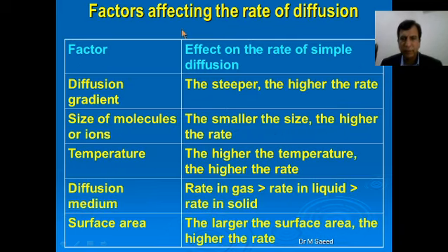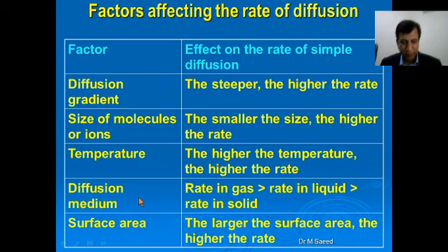Now, the factors affecting the rate of diffusion, important to know. Diffusion gradient. The more the diffusion gradient, the more the rate of diffusion. You see, the steeper, the higher the rate. Size of the molecule, the smaller the size, the higher the rate, and vice versa. Temperature, the higher the temperature, the higher the rate.